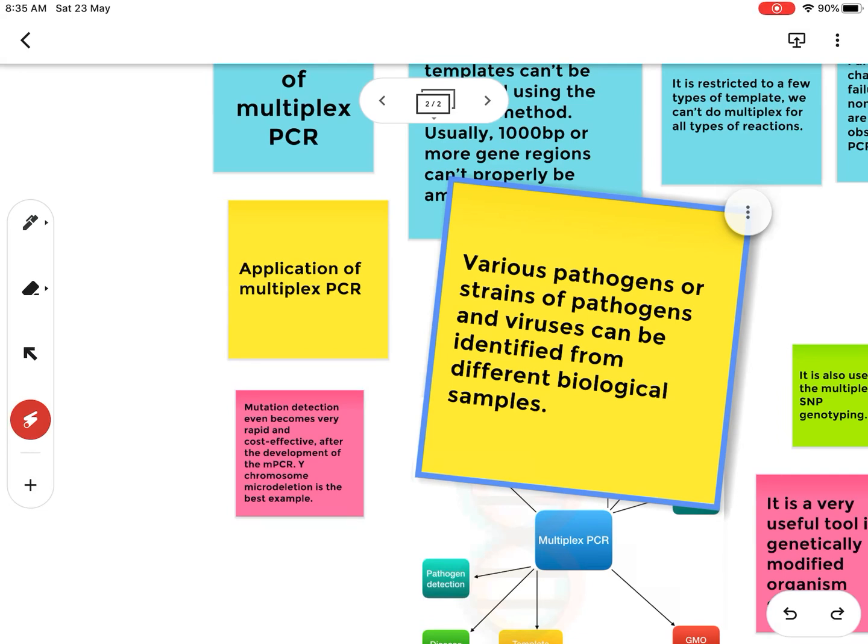So traditional microbiology culture techniques are tedious, time consuming, and prone to contamination. Multiplexing revolutionized the PCR technology due to its accuracy, precision, and rapid nature. Various pathogens or strains of pathogens and viruses can be amplified from different biological samples. In the diagnostic industry, it is used to detect infections such as ocular infection, urinogenital infection, lung infection, respiratory viruses, neurotropic viral infection, and tuberculosis infection.